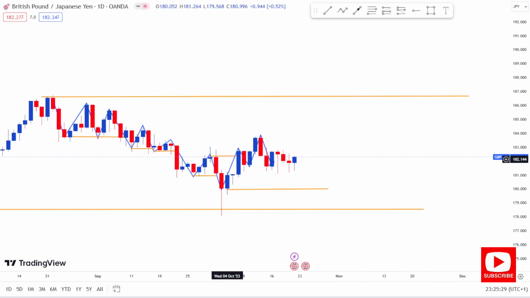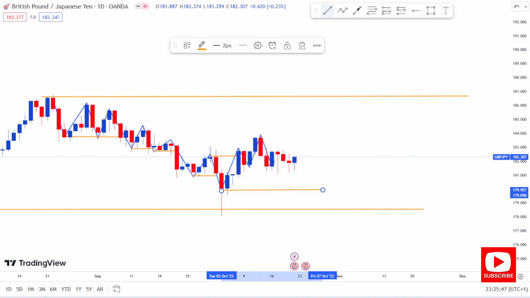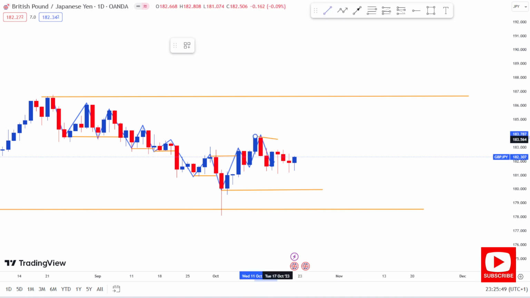So we have our change of character to the upside. Then we have our lower high right here, which is this. Then our higher high. So within the ranging structures, we have a major low and a major high again.